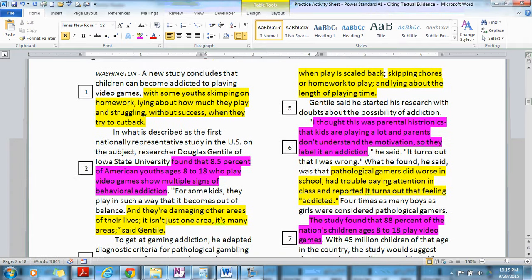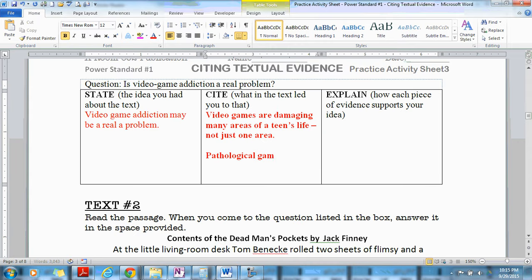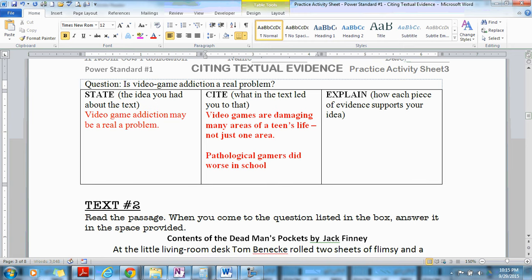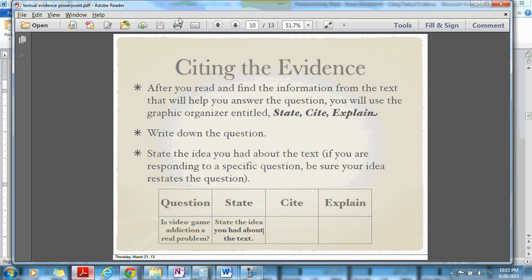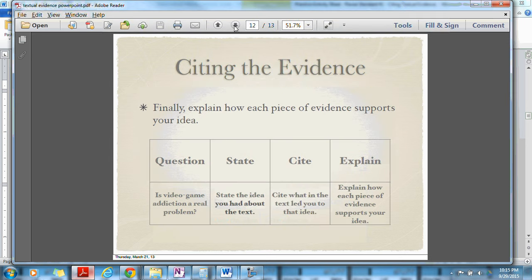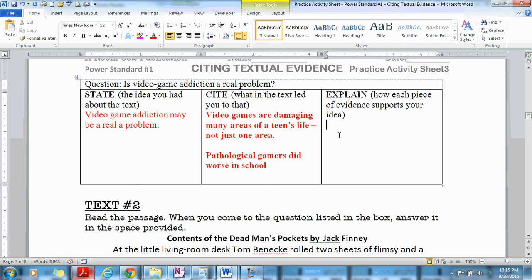It says pathological gamers get worse in school. The next thing you want to do is, once you've stated and once you've cited, then you want to explain. So video games are damaging many areas of a teen's life, not just one area. So how does this support my statement that video game addiction may be a real problem?